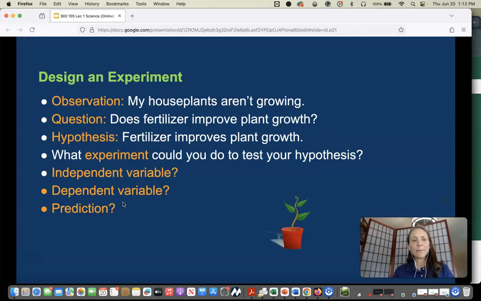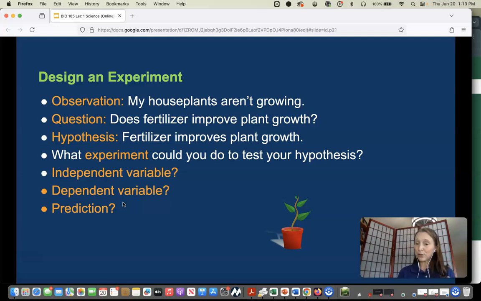So let's look at some examples of this. Let's say you're designing an experiment and you make an observation that your houseplants aren't growing. Your question may be, does fertilizer improve plant growth? And your hypothesis may be that fertilizer does in fact improve plant growth. If that's your hypothesis, then you need to design an experiment to test it.